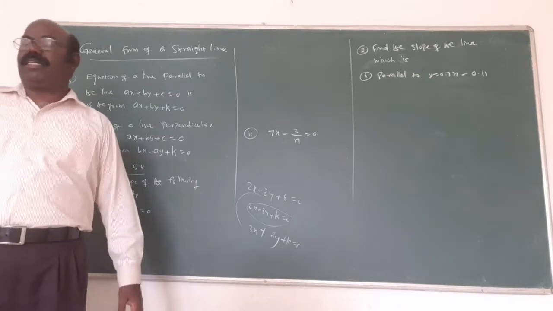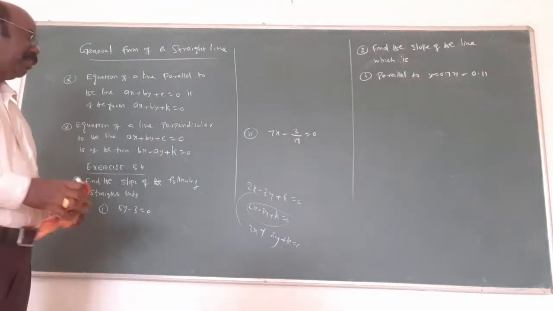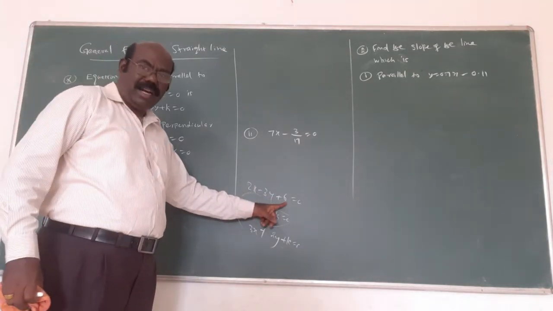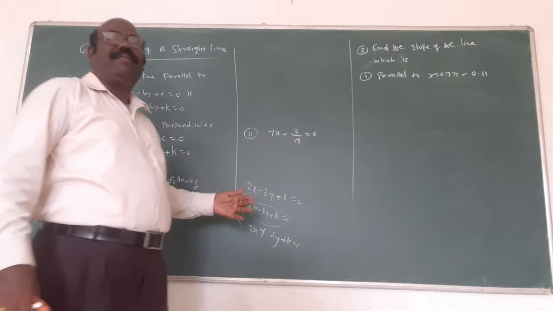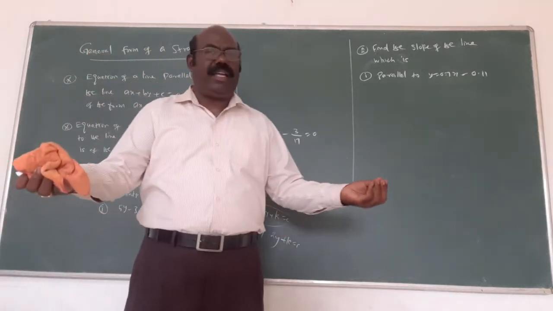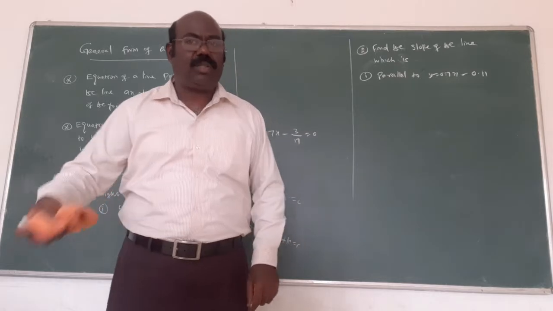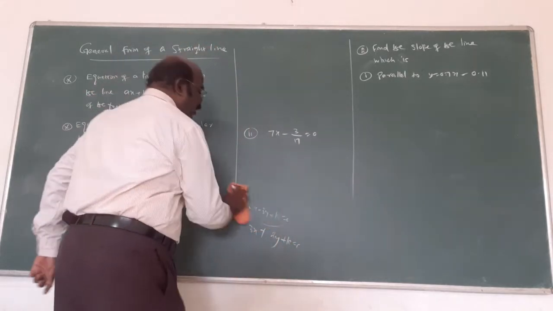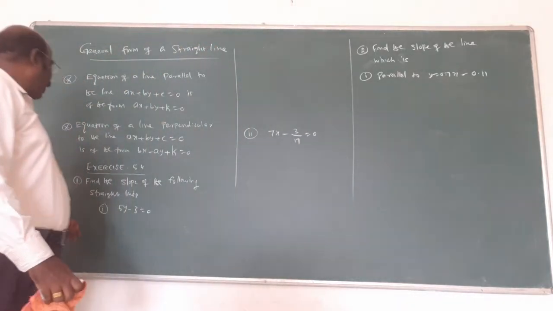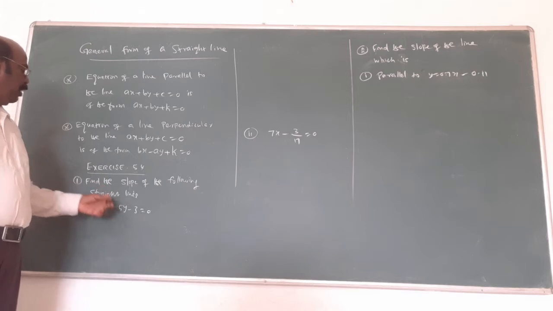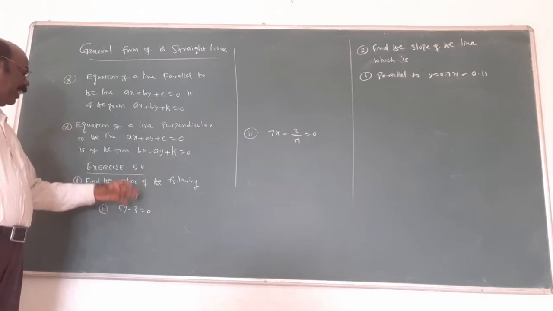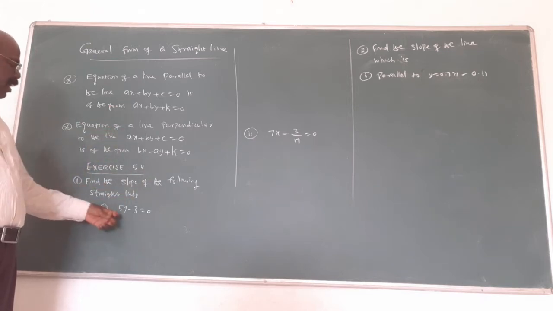Mind it. Did you get the concept? The parallel equation is of the form where only the constant changes. The perpendicular equation is of the form where the coefficients of x and y are interchanged, the sign is changed, and the constant also changes. This is the idea. Using this idea, find the slope of the following lines.